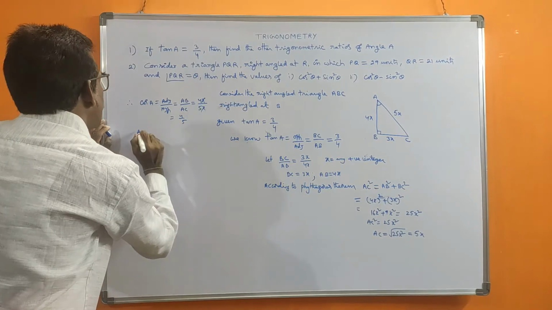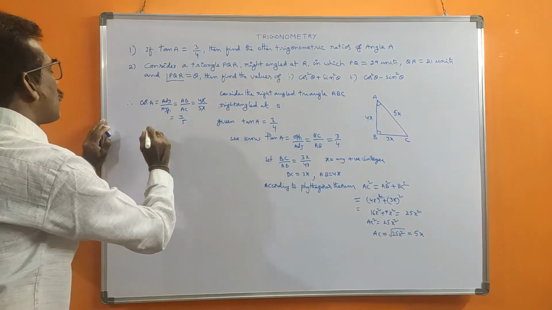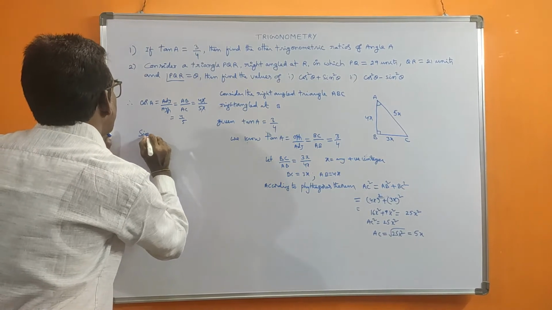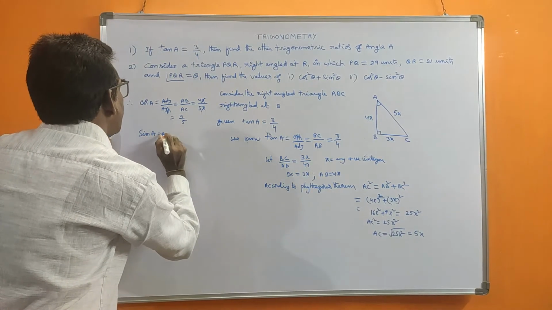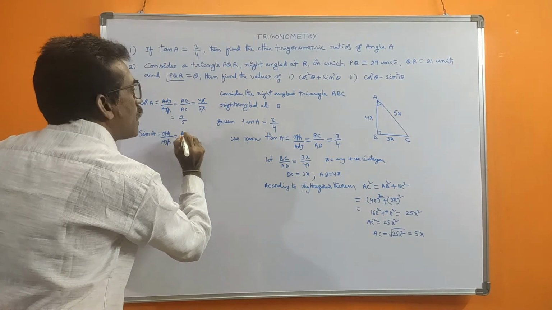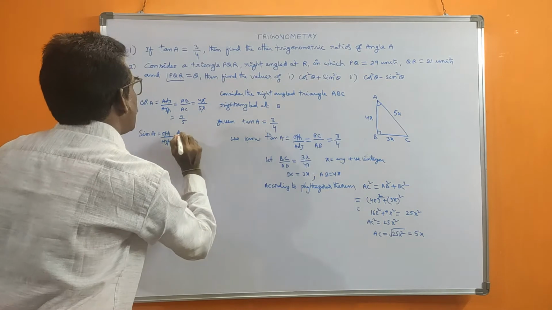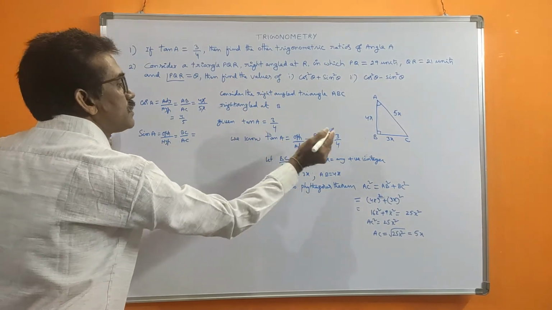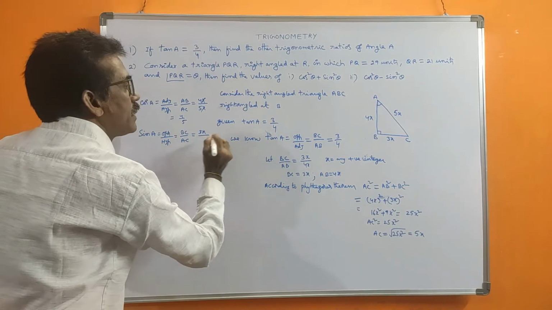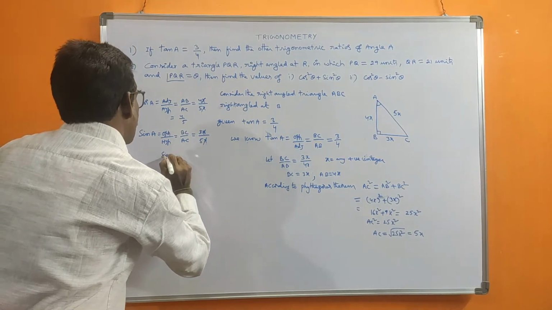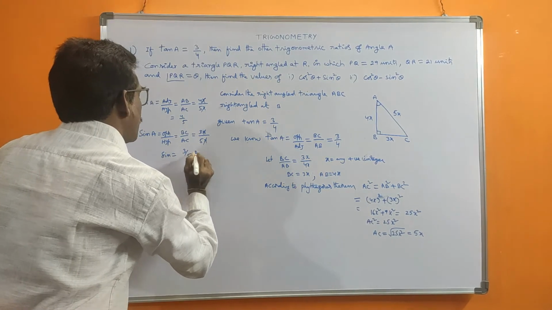Next, tan he already gave. So next, what do we want? Sine is not there, so sine also we should calculate. Sine is opposite side by hypotenuse. For this, the opposite side is BC, so BC by AC. We can substitute the values. BC is 3x, AC is 5x. X cancels, so sine A is equal to 3 by 5.